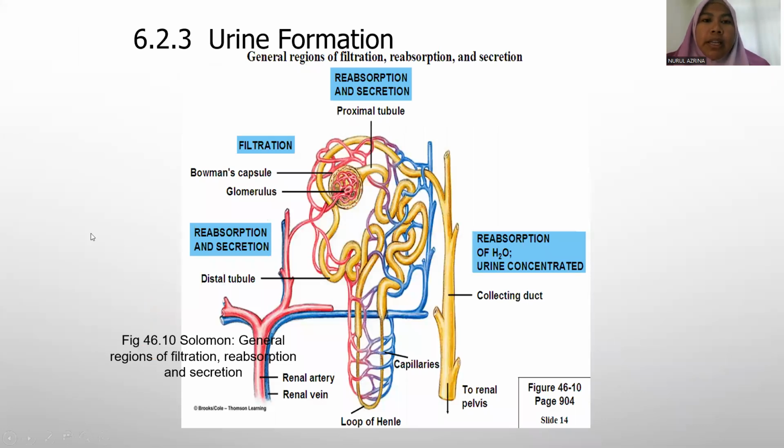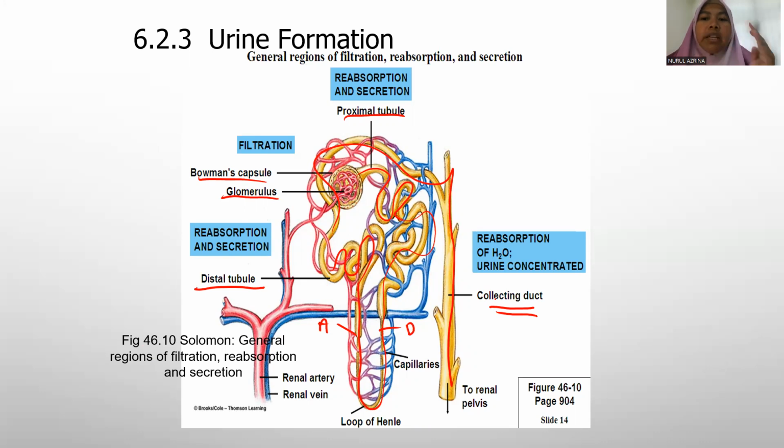Let's recap on the structure of a nephron. You have here the glomerulus and also the Bowman's capsule. Nearby to the glomerulus and the Bowman's capsule, you have the proximal tubule. Following this convoluted proximal tubule, you will have the loop of Henle. The loop of Henle is divided into two, descending and also ascending. Following the tubules, you have the distal tubule, and then you have the collecting duct.